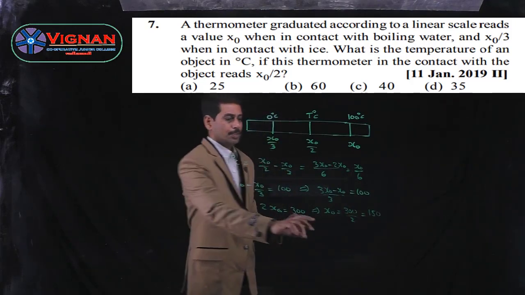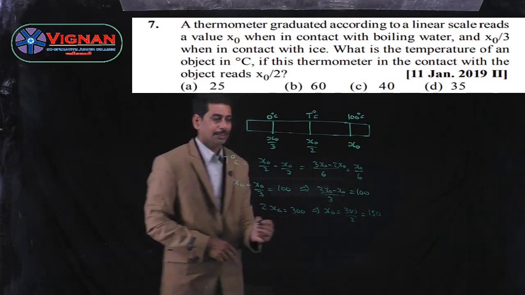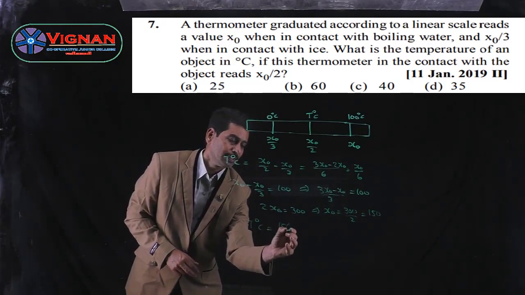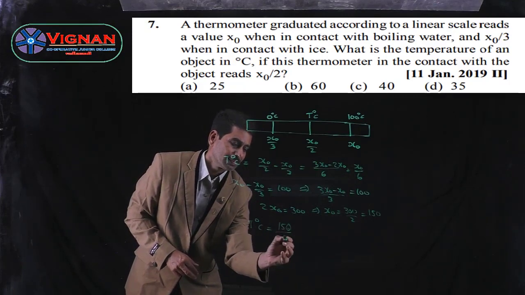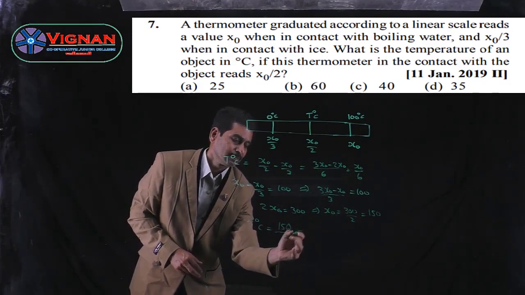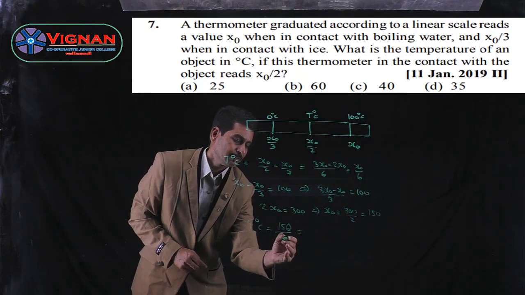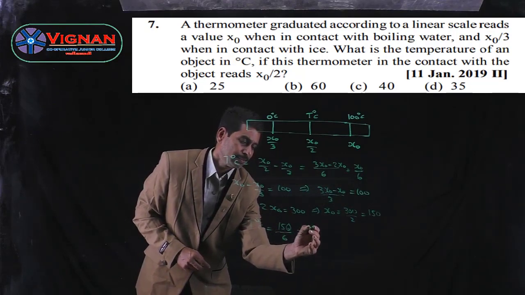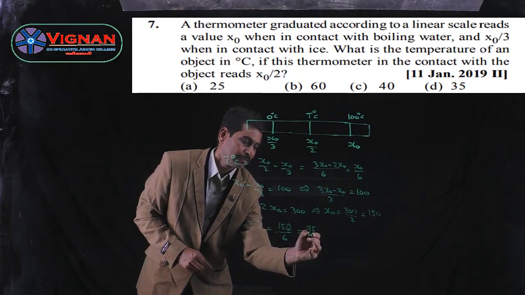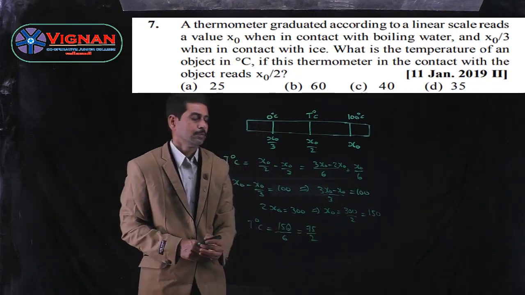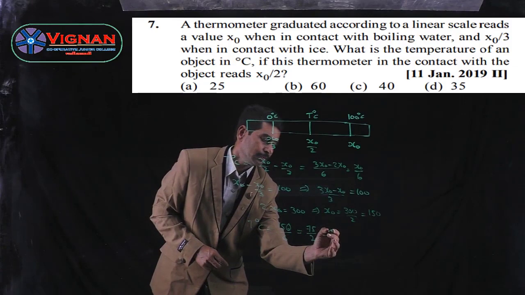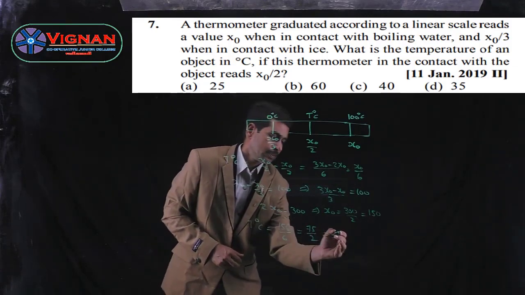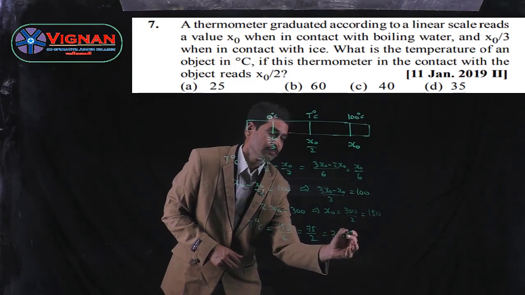So by substituting this x naught value in T degree centigrade, we get T degree centigrade is equal to 150 by 6. So this can be cancelled. 75 by 2. This is nothing but 37.5 degrees centigrade.